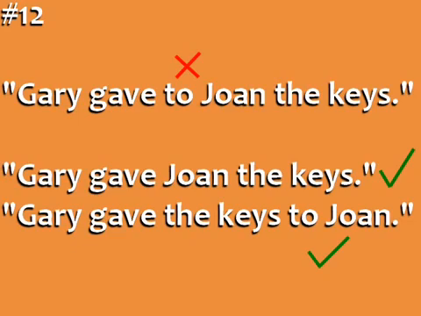Number 12. Gary gave to Joan the keys. The verb give has two objects, the indirect object, Joan, and the direct object, the keys. We can say this sentence correctly in two ways. Gary gave Joan the keys, or Gary gave the keys to Joan.